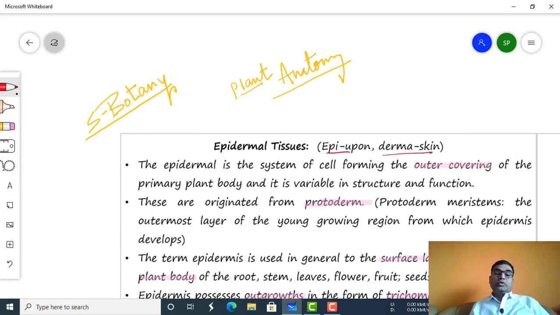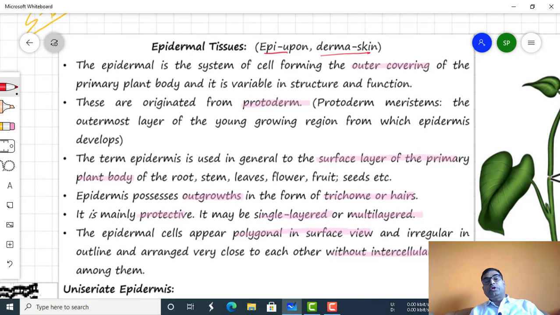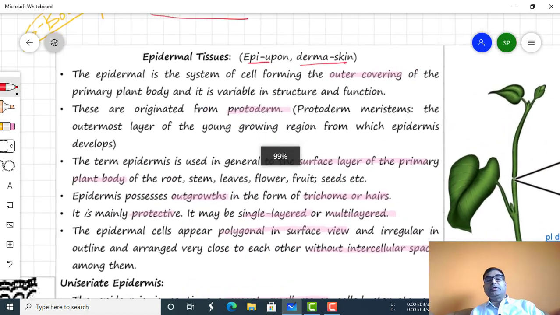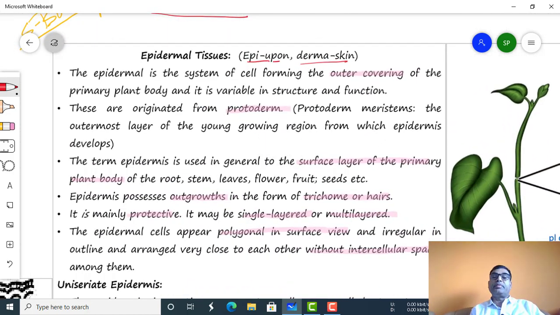Today we will deal with the epidermal tissue system as we are dealing with plant anatomy. Okay, so epidermal tissue system: here epi means upon and derma means the skin. That means the epidermal tissue system is the outermost skin. The epidermal tissue system, or epidermis system, is a system of cells forming the outer covering of the primary plant body and is variable in structure and function.